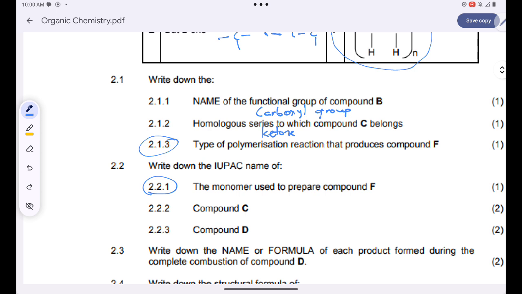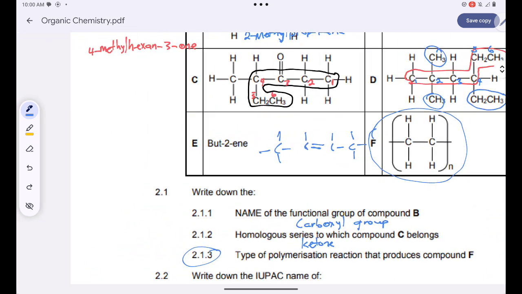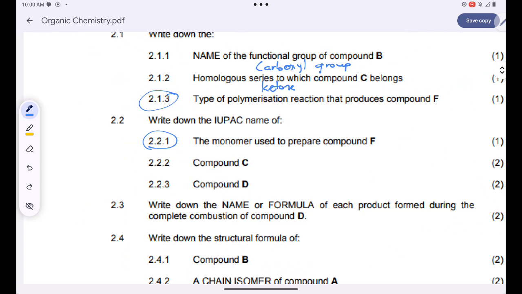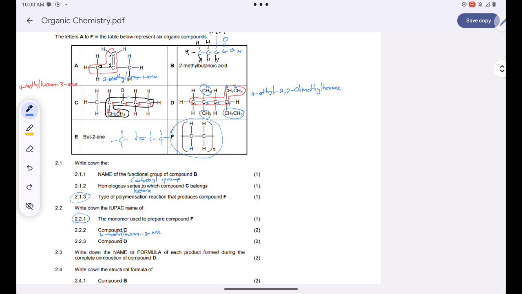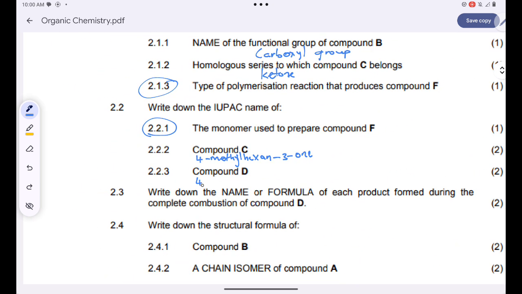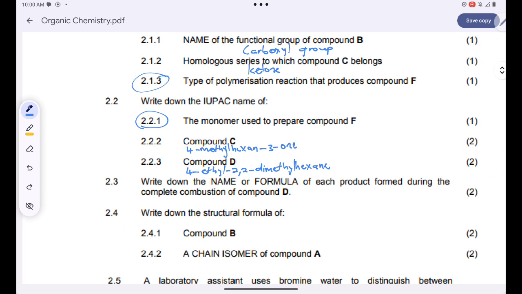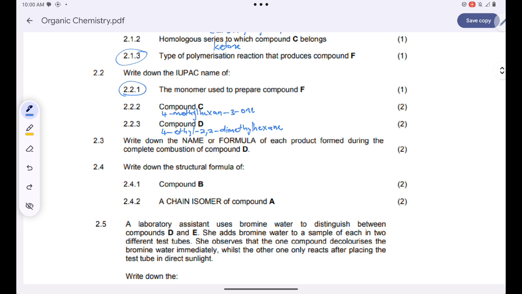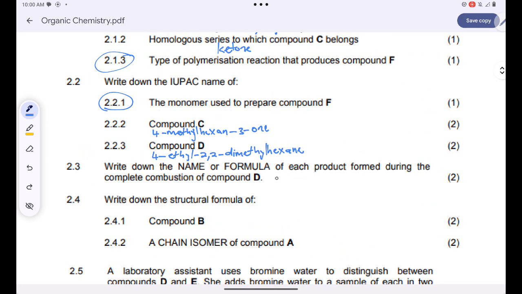Then 2.2.2, we must write down the IUPAC name of compound C. We did say that's 4-methyl hexan-3-one. And then compound D, that's 4-ethyl-2,2-dimethyl hexane. Okay, and then write down the name or formula of each product formed during complete combustion of compound D. The products of complete combustion, guys, it's always carbon dioxide and water. Always, né?